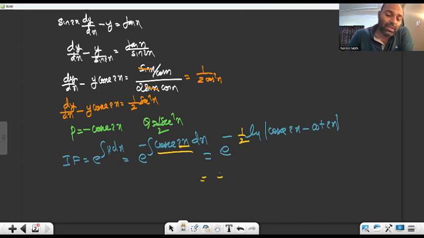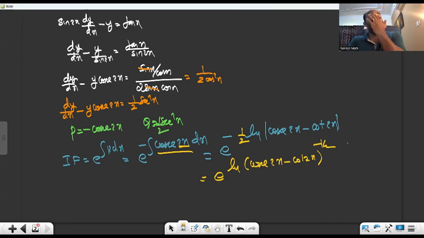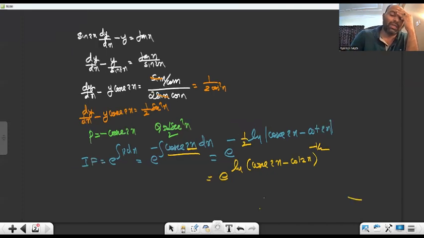After this, it can be written as e raised to log of cosec 2x minus cot 2x to the power minus half. How did the power minus half come, did you understand? Because we have the property. The modulus you can remove, because logarithm is defined only for what? Positive values. Now e and log get cancelled.